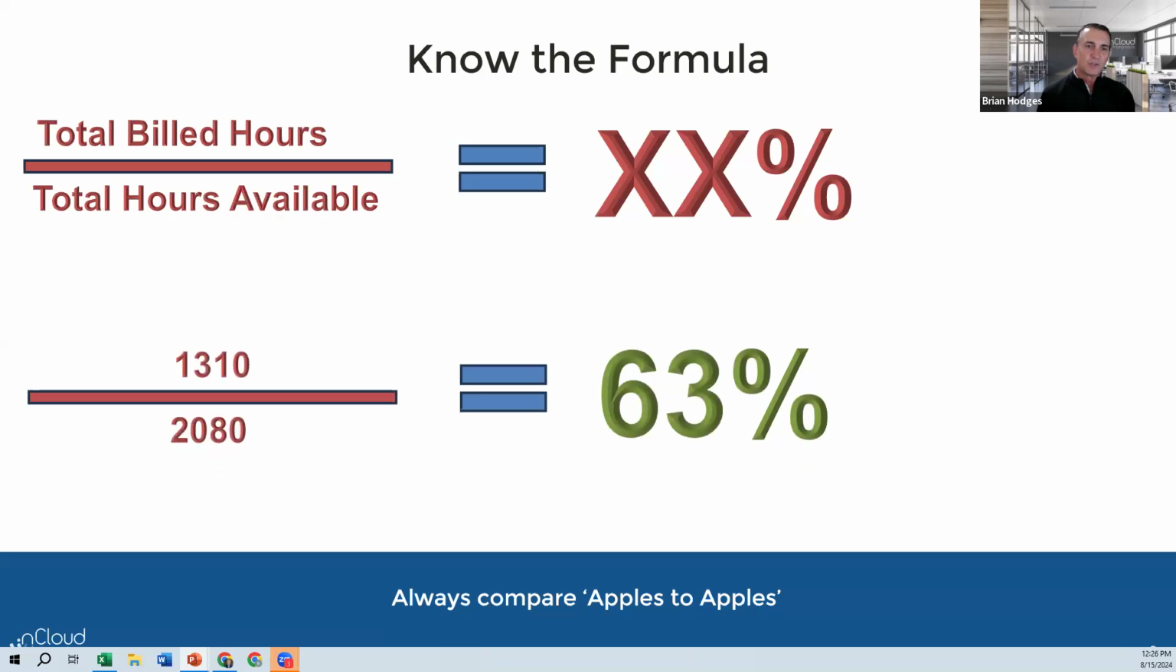And so I'll share here a fairly common formula. 2080, in the United States anyway, is technically the total number of work hours available in any given calendar year. That's not taking out vacation, that's not taking out holidays, that's not taking out anything. That is just the total available hours in a standard given year, as far as the number of weeks and the number of hours in a week and that sort of thing.